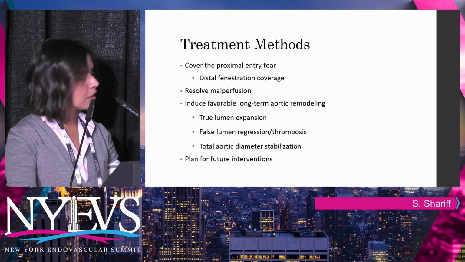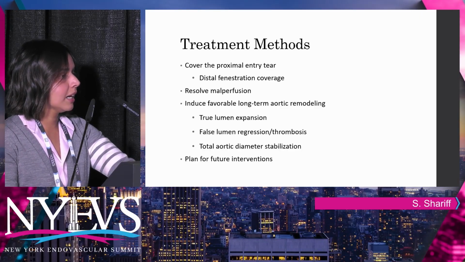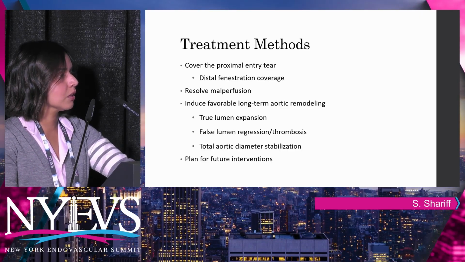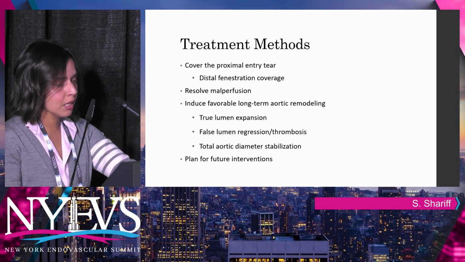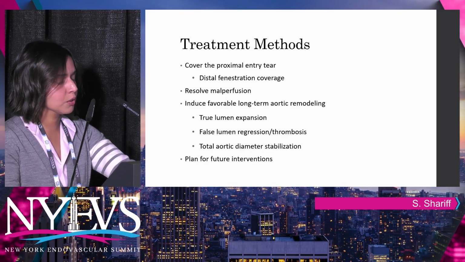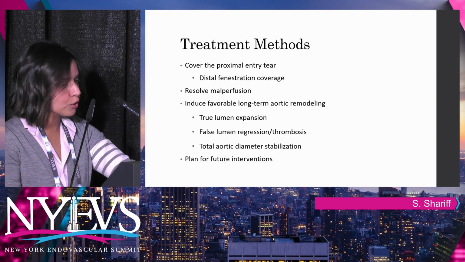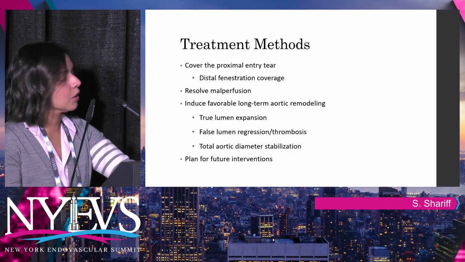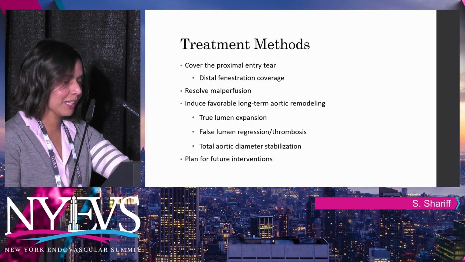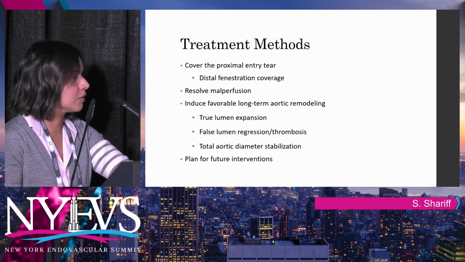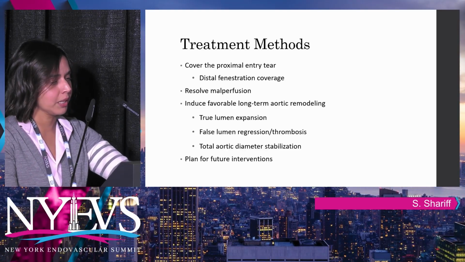So treatment methods: cover the proximal entry tear, cover any large fenestrations if possible. Again, the length of coverage depends on reducing your risk of spinal cord ischemia. Resolve the malperfusion if there is any, and again, induce favorable long-term aortic remodeling, which is true lumen expansion, false lumen thrombosis, and stabilization of the total aortic diameter. And always plan forward. These patients are going to need reintervention eventually, so plan for that when you're doing your initial repair.